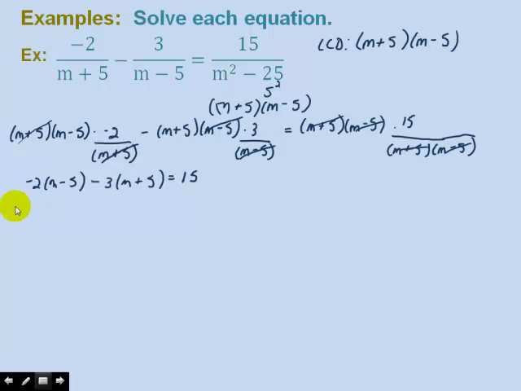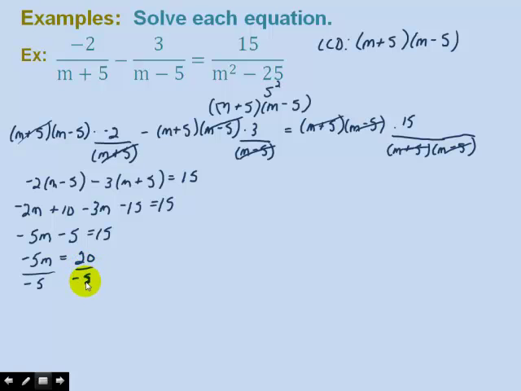Now we're going to distribute the negative 2 here, so we have negative 2m plus 10. Here we're actually distributing a negative 3, so we have negative 3m minus 15. And if we combine terms here, we have a minus 5m minus 5. If we add 5 to both sides, that gives us negative 5m is equal to 20. And then if we divide both sides by negative 5, we get m is equal to negative 4.